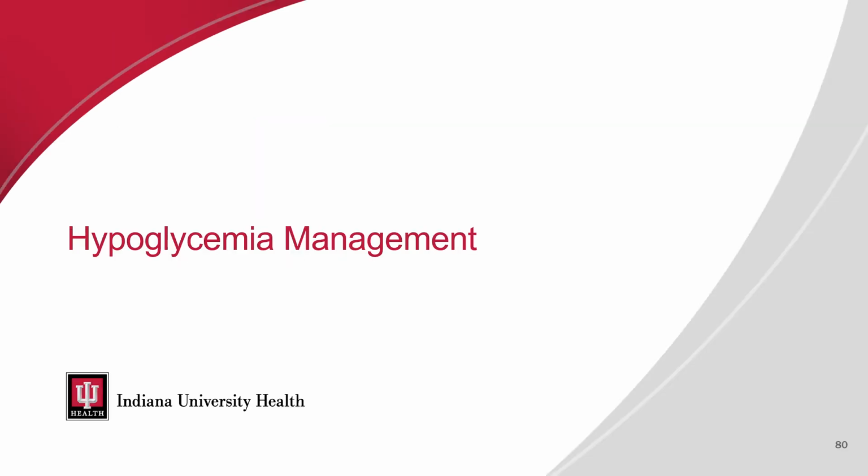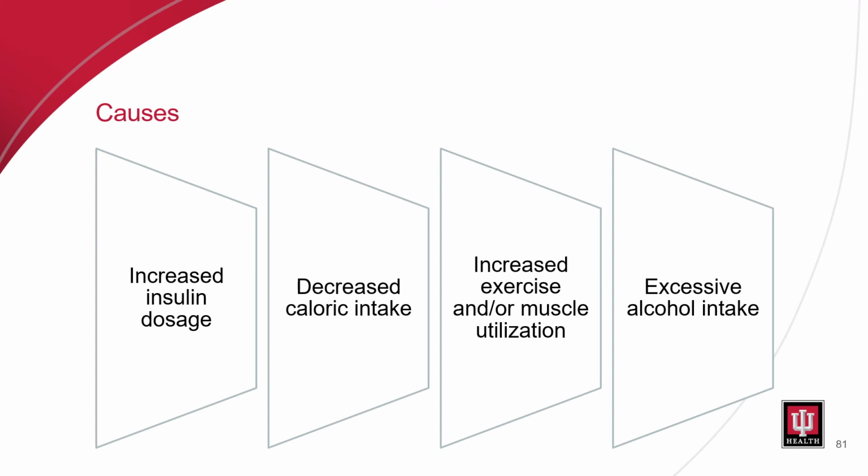Now we'll specifically talk about our hypoglycemia management. Hypoglycemia can happen for a multitude of reasons. So potentially, we as providers increase the insulin dosage, or the patient increases their insulin dose because maybe they felt hyperglycemic and then they cause themselves to be hypoglycemic.